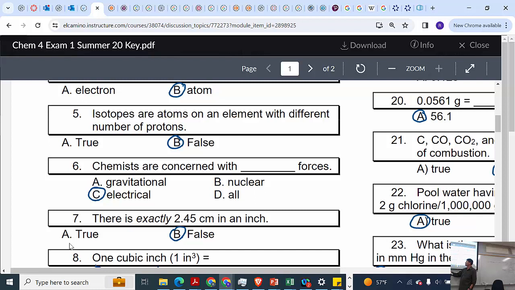Number 7, this might be a trick question or maybe not. There is exactly 2.45 centimeters in an inch. That's false. How would you correct this? 2.54. And is it exact or approximate? It's exact, yeah. And so that's false.